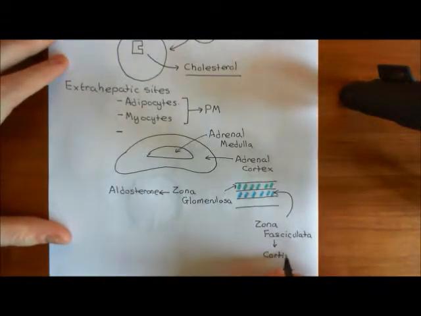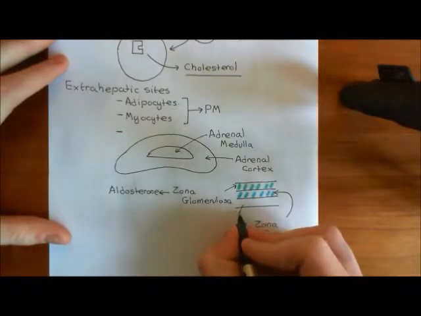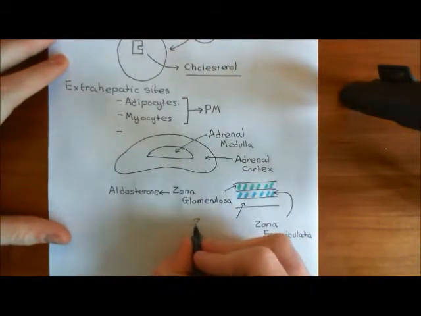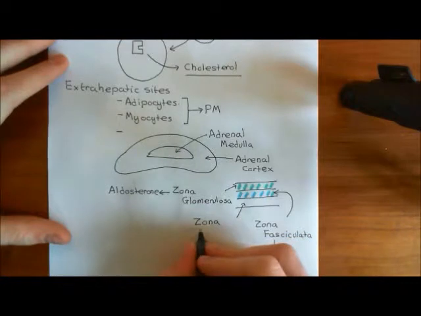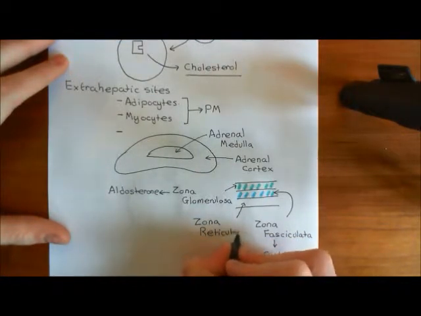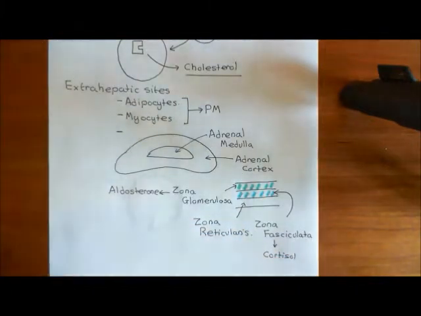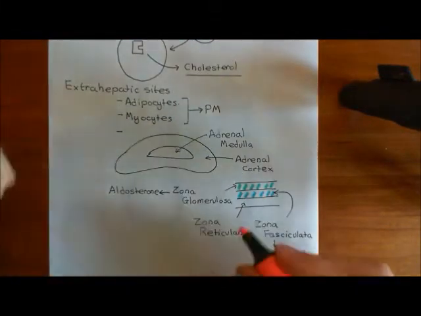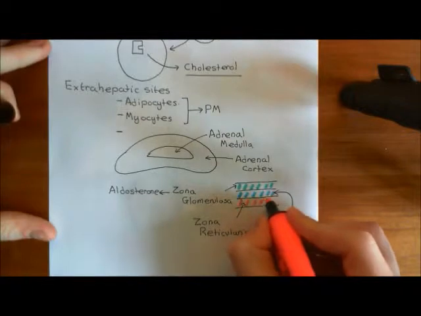Okay, and then the final layer down here, this is known as the Zona Reticularis. And the Zona Reticularis is responsible for the synthesis of sex hormones. So sex steroids, androgens, and the like. So this is in red here.